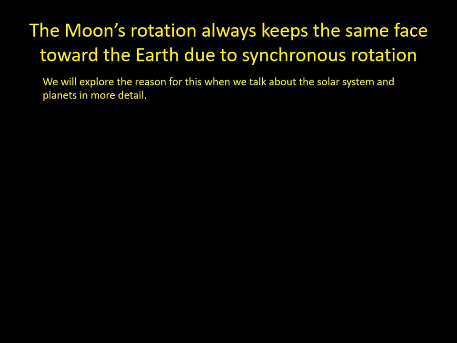So it always shows the same face toward Earth, but somebody looking at it from far away would see our moon complete one rotation about every 27.3 days. In other words, a tropical month, that's also a sidereal month.